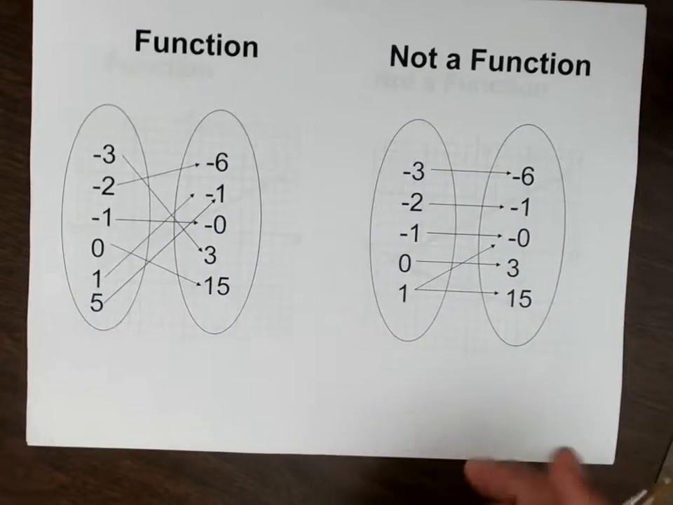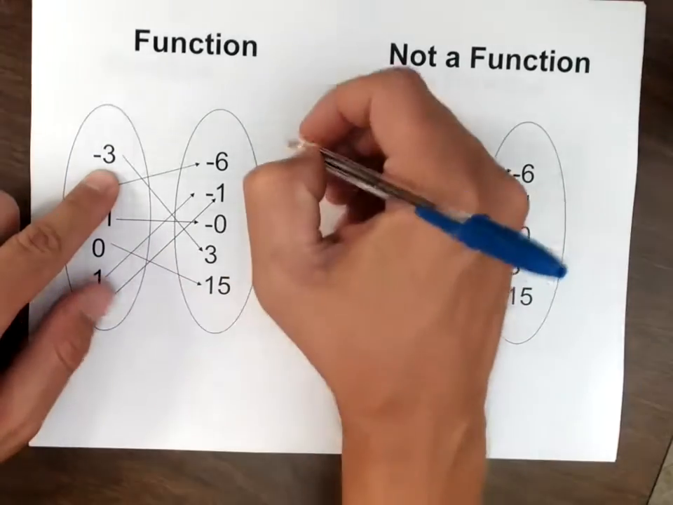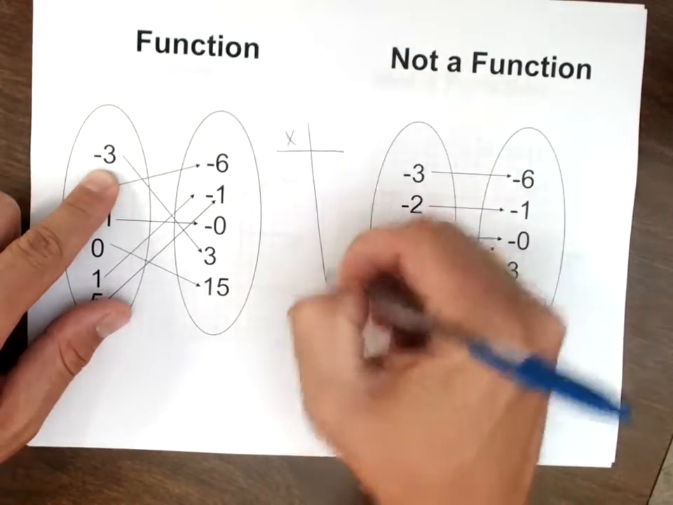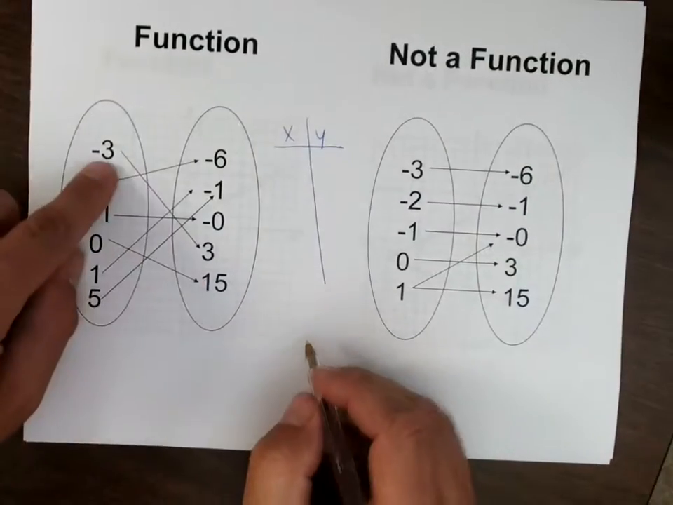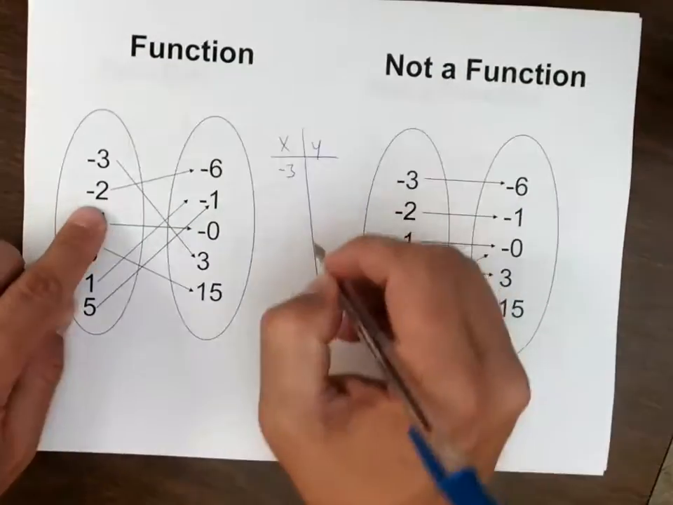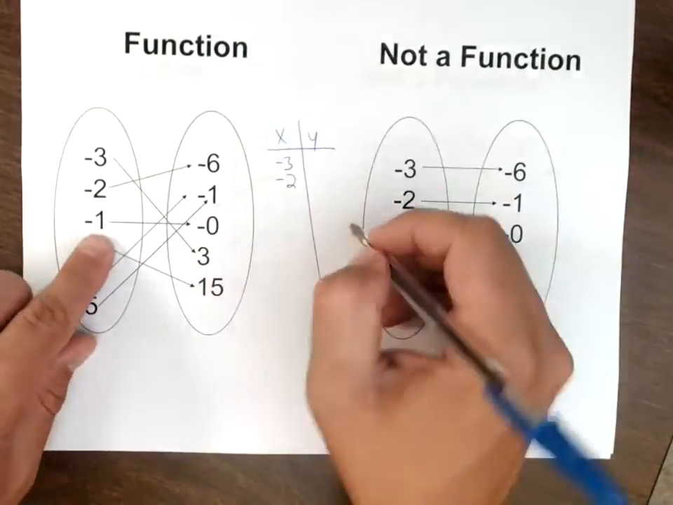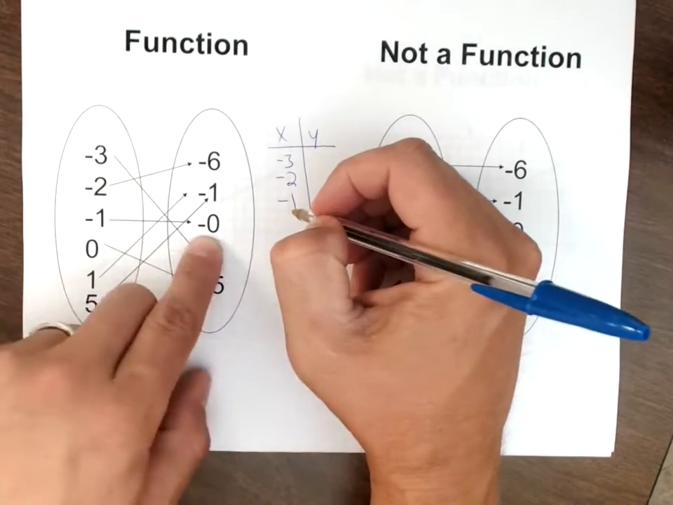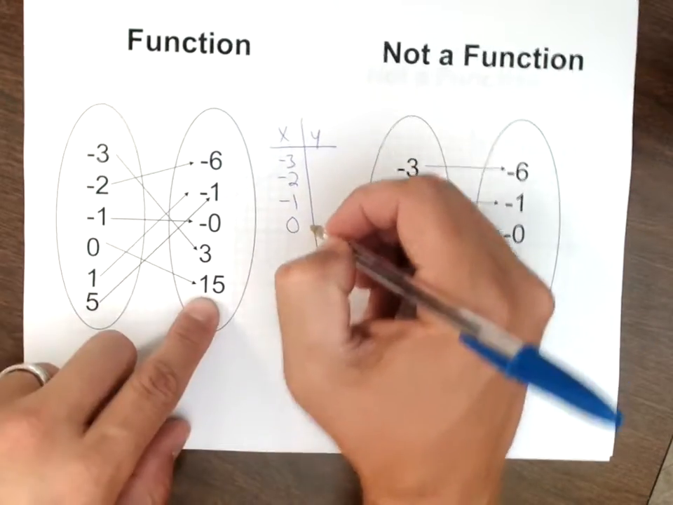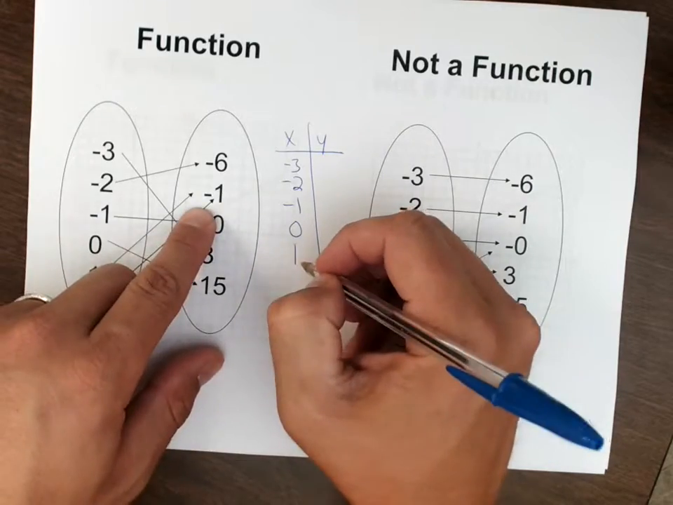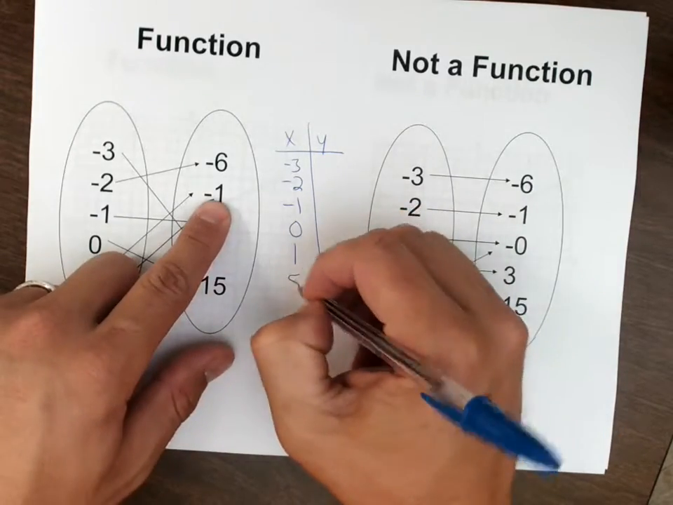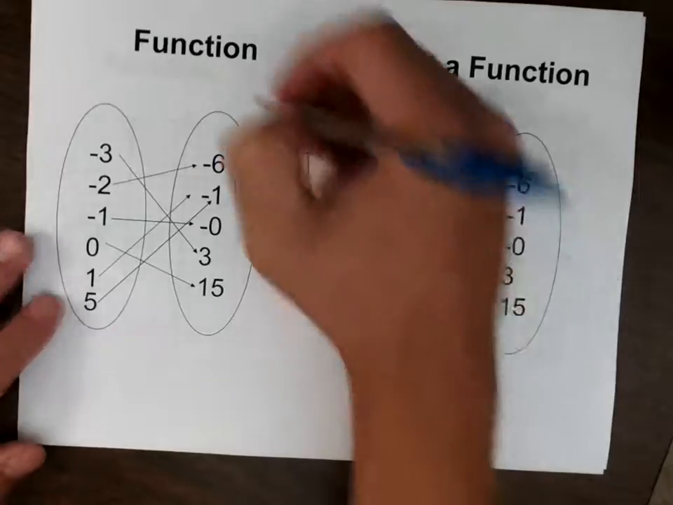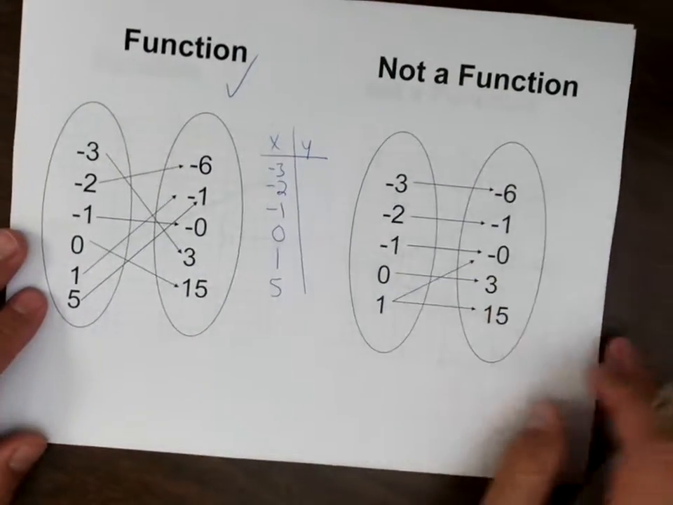Take a look at this now. Let's check my x values. Here goes an arrow. X is -3, -2. I'm following the arrows. -1, 0, 15, 1, -1, 5, -1. That's a function.